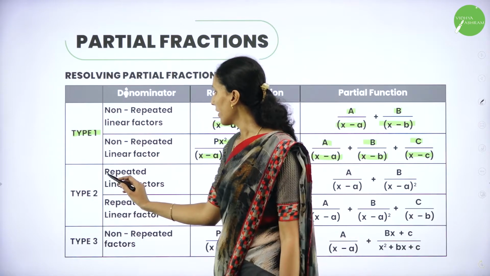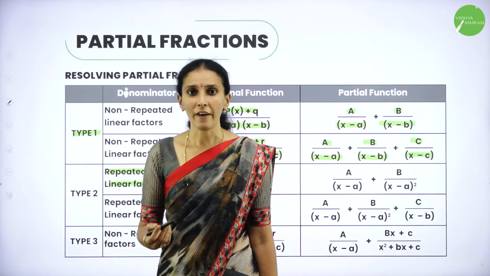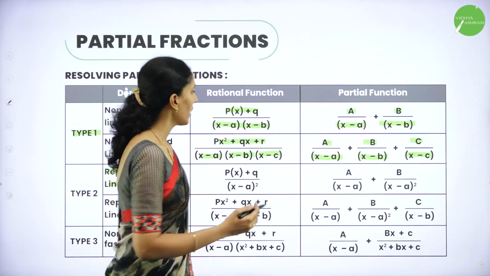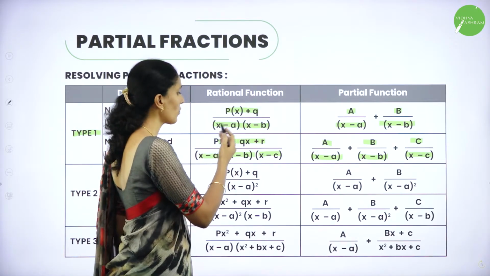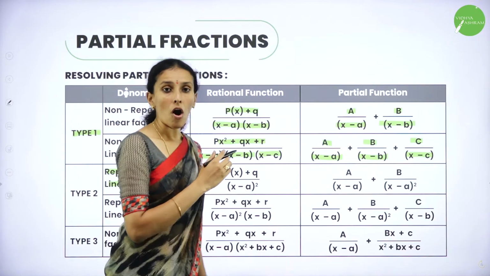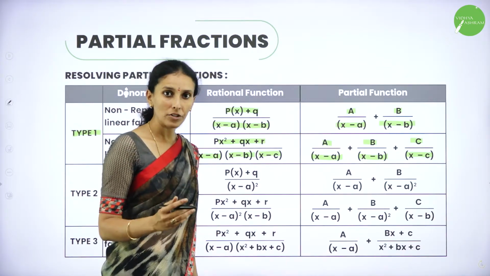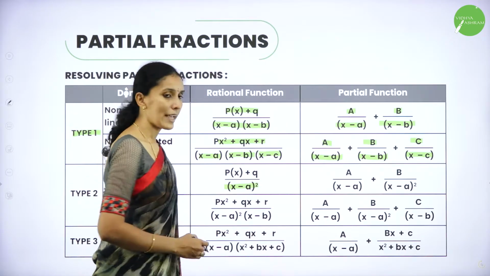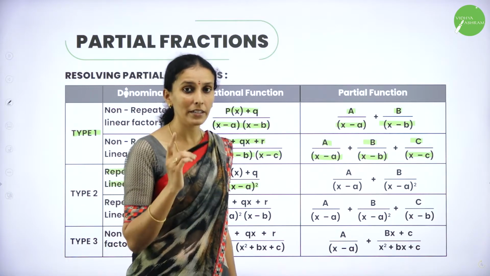Suppose you have repeated linear factors, whenever a factor is repeated. For example, x minus 2 whole square. Here you can consider the case of x minus 1, x minus 2, x minus 3. All three are different linear factors. Suppose you come across a factor where it is repeated. That is, you can see here x minus a whole square. That means x minus a is repeated 2 times.